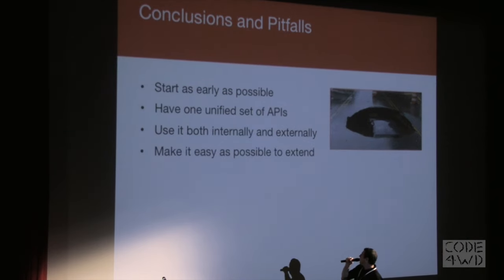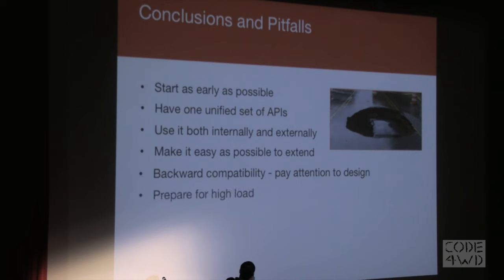It's very important to make it easy to extend, so we can add more objects later on. This is where the scaffolding utility that I mentioned comes into play, because you don't want your developers to spend all this time writing code just to add new objects. Backward compatibility: since we have all these partners that are using this API, we cannot make changes and break backward compatibility. You have to think about all the changes before you make them.